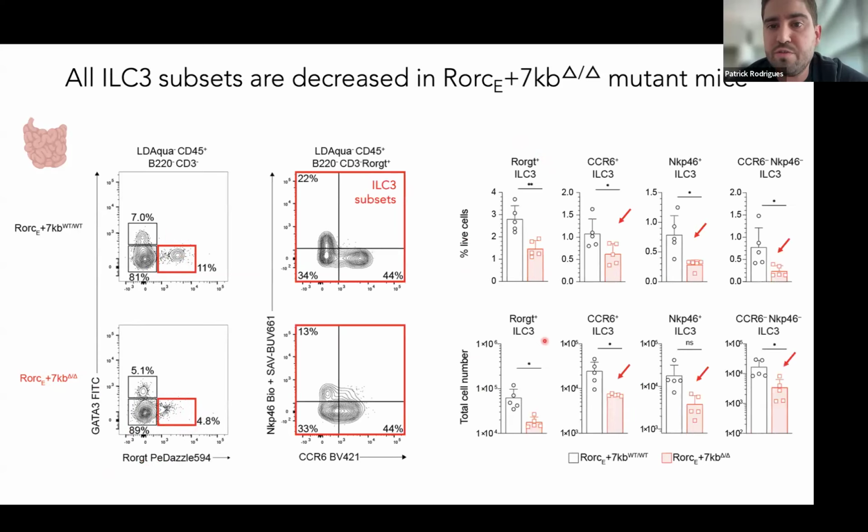We also had a look at the three different subsets of ILC3s, which can be distinguished by the expression of NKp46 as well as CCR6, and we realized that all three subsets were reduced.